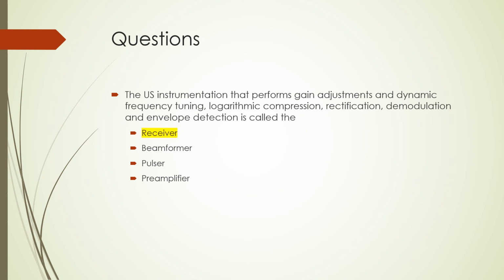The correct answer to this question is receiver. The receiver performs all those roles. The pulsar is a transmitter which produces a pulse and transmits an ultrasound signal. Preamplifiers preamplify the returning echo, and the beamformer shapes the beam and is able to steer the beam. So the correct choice is the receiver on this question.